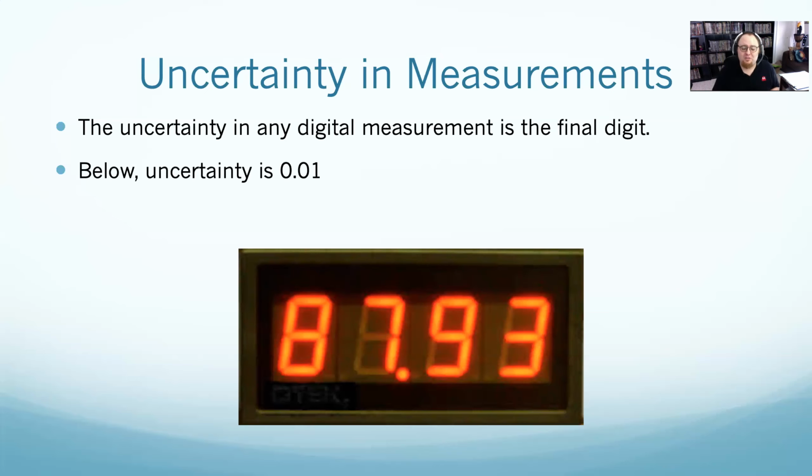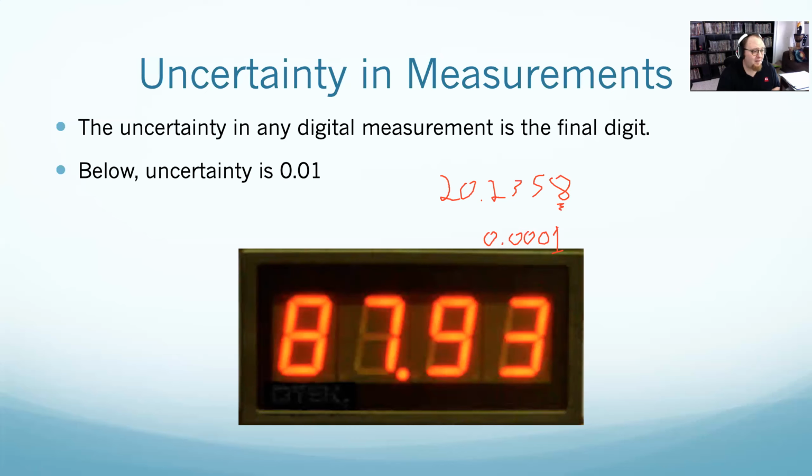So for any digital measurement, you say it's the last digit. The uncertainty here would be 0.01. If I had a digital device and it showed 20.2358, I would say the uncertainty would be 0.0001. For any digital measurement, the uncertainty is a 1 in whatever the last digit is.